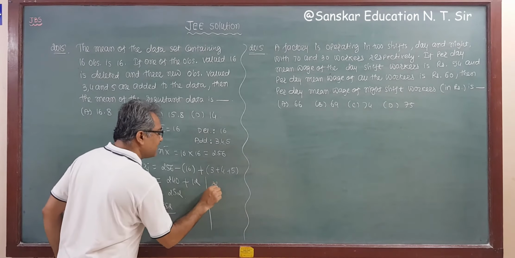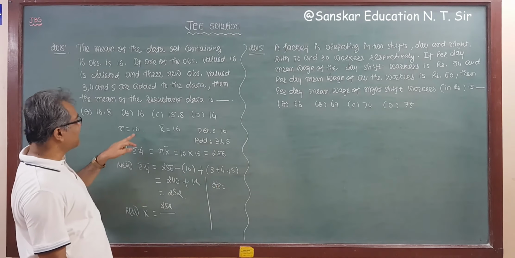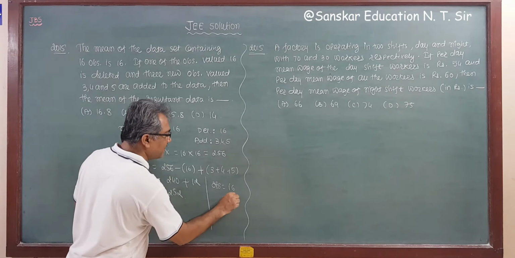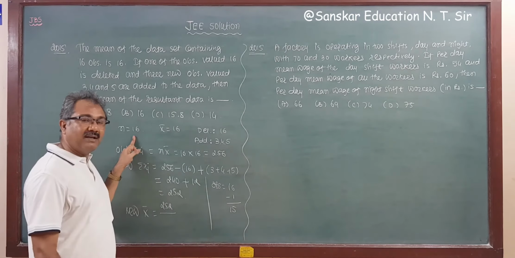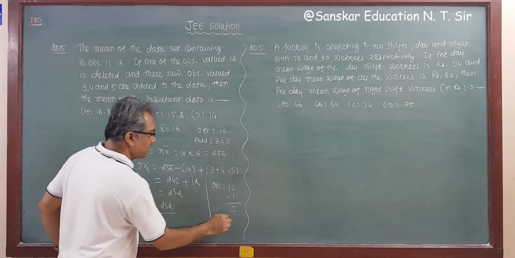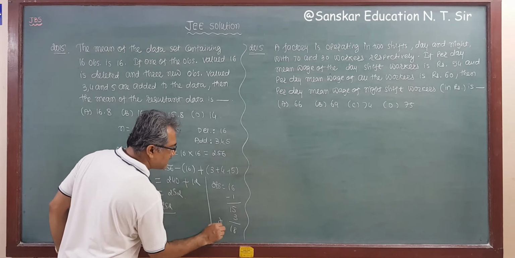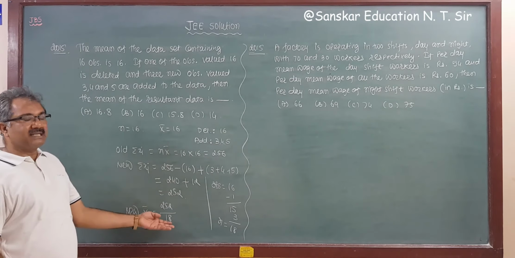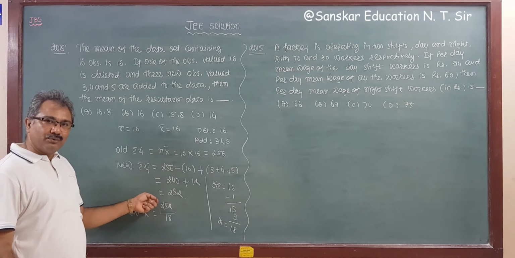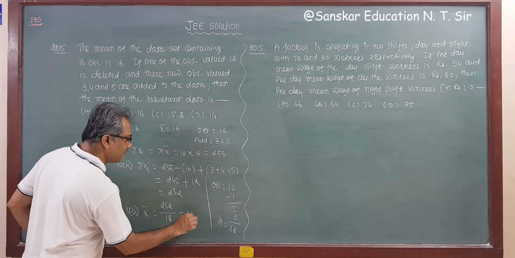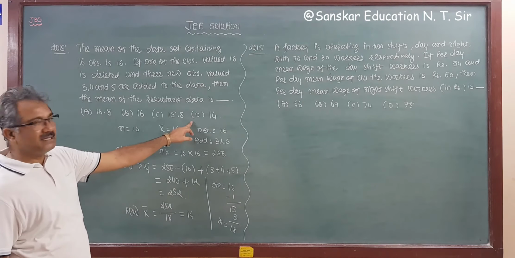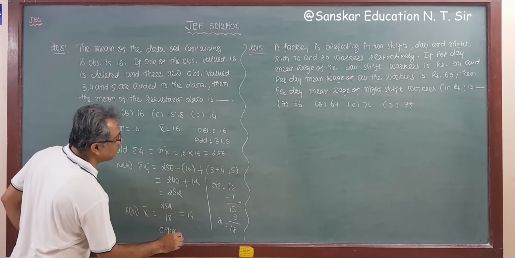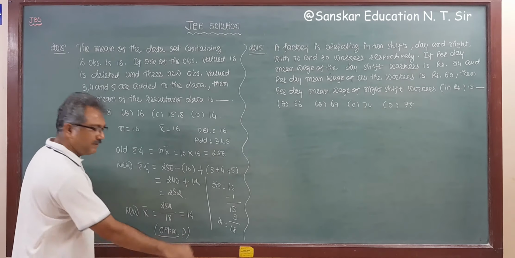Now total number of observations are given 16. We have to delete one observation, then remaining observations are 15, and now add 3 observations. So total observation n is equal to 18. So we have to take n is equal to 18. So this is 18 into 14 is 252. So the answer is 14, right? So the proper answer is option number D. So the correct option is option number D, right?